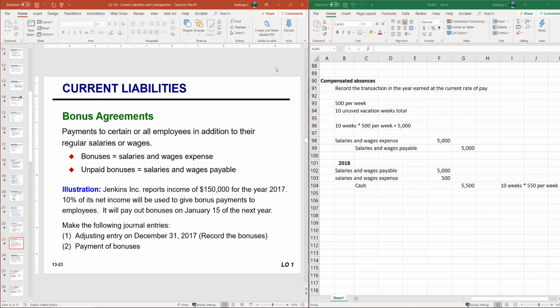So the next employee-related liability we'll deal with is a bonus agreement. Bonus agreement's pretty self-explanatory. We're paying our employees some amount greater than their normal wages or salary.